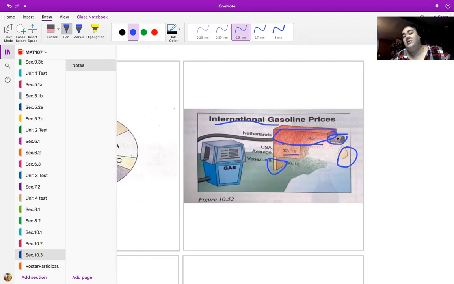So this nozzle, because they're trying to make it look like the gas pump thing, actually enhances the size of it and makes it seem bigger than it is.